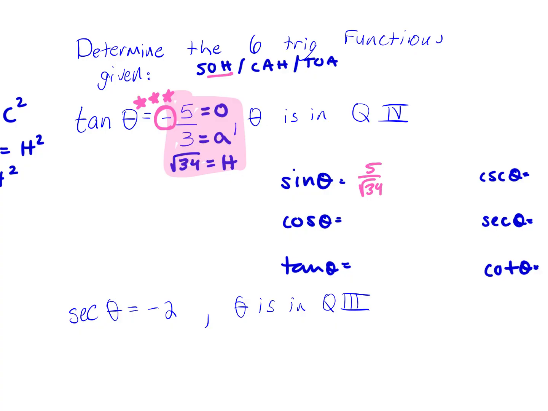Can I leave a square root in my denominator? No, we have to rationalize. So we're going to multiply the top and the bottom by square root 34. So we get 5 square root 34 over 34. Now cosine would be adjacent over hypotenuse. So that's 3 over square root 34. Again, here we have to rationalize. So we're going to multiply the top and the bottom by square root 34. So we get 3 square root 34 over 34.